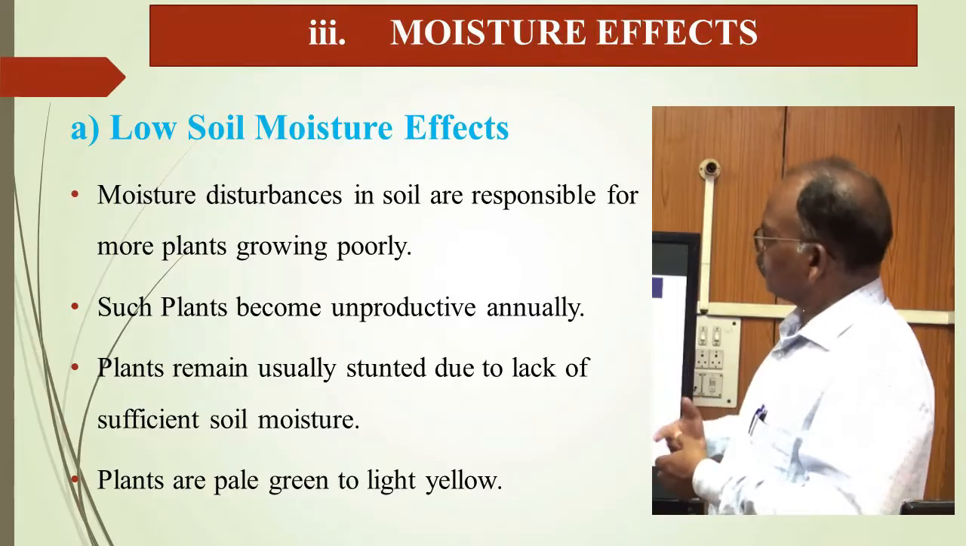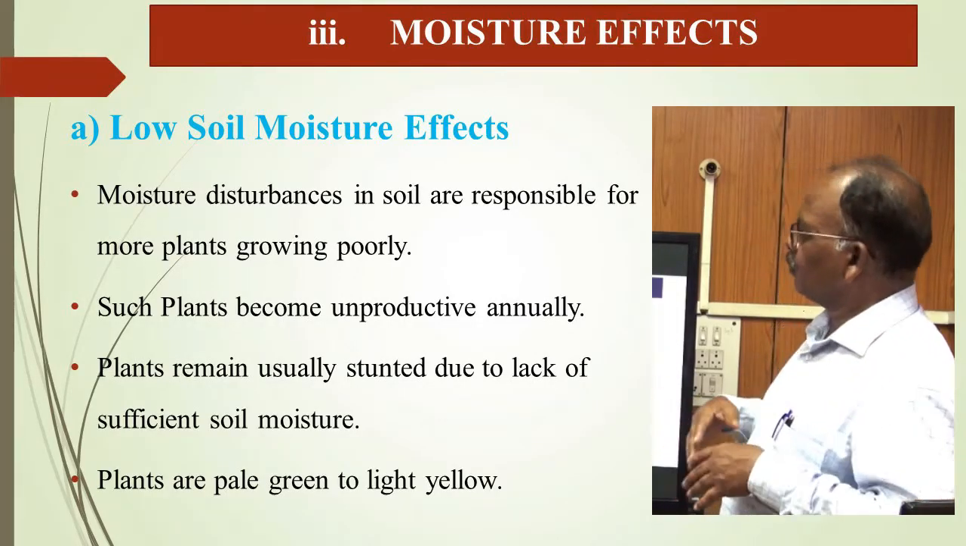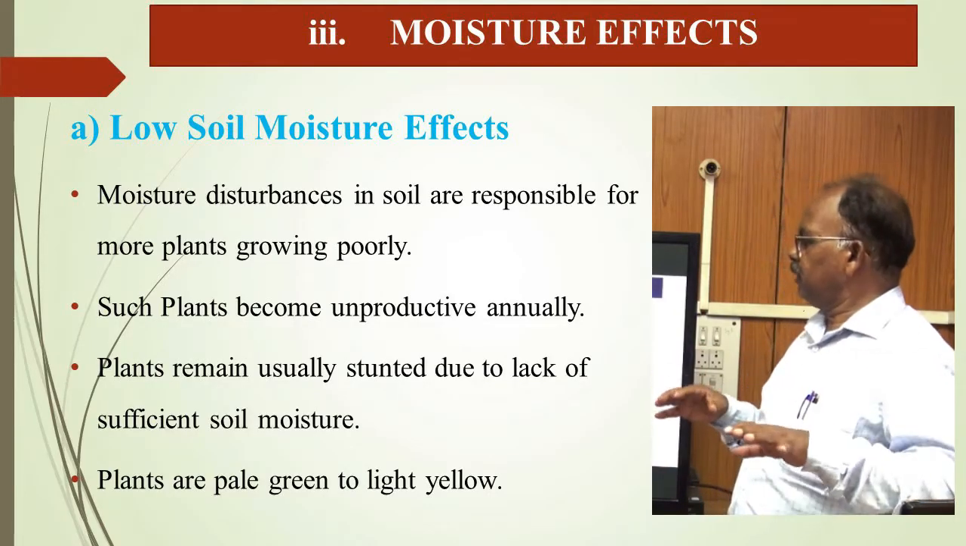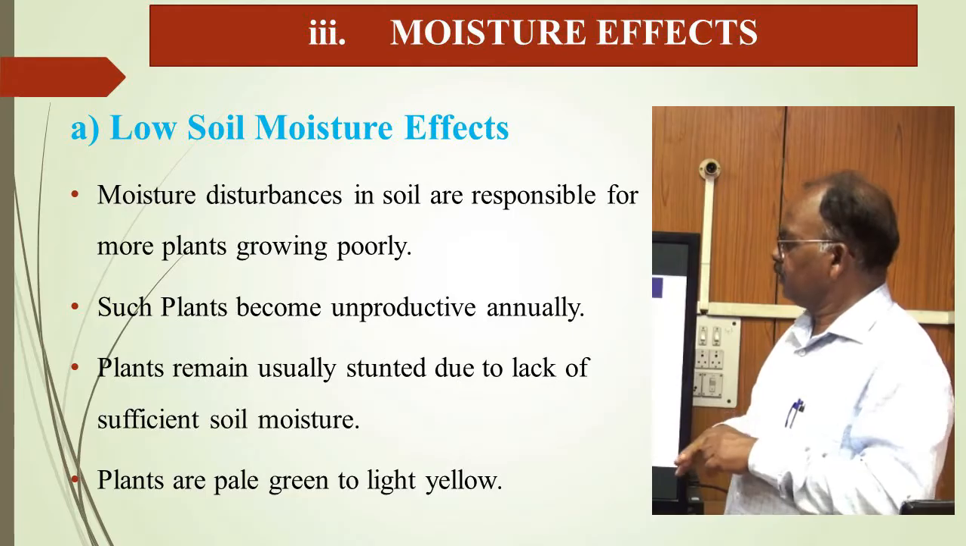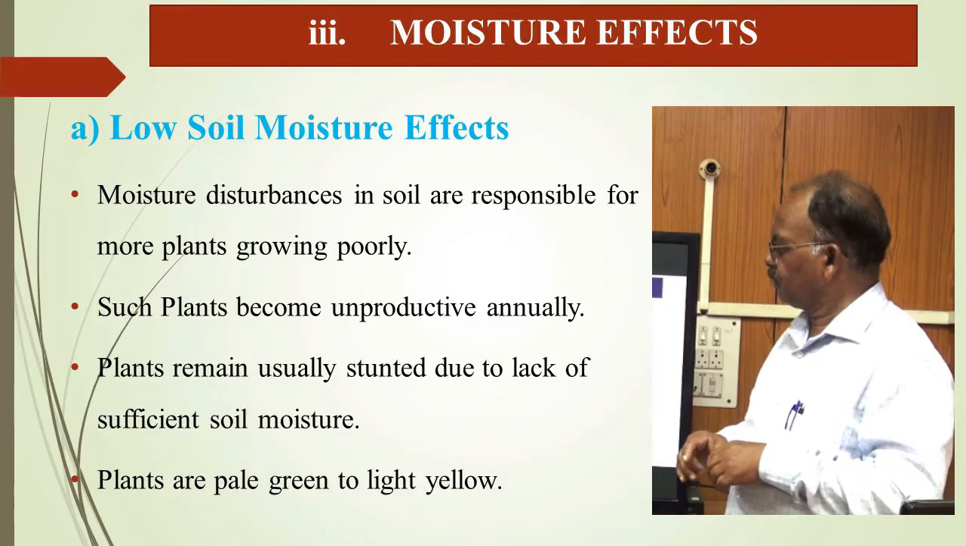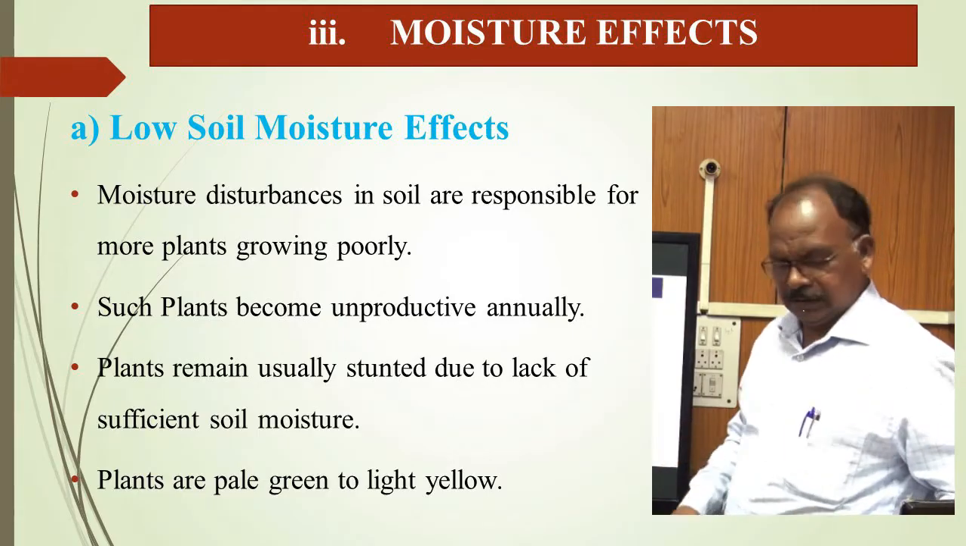What are the effects of moisture? Soil moisture is responsible for many plants growing poorly, or such plants becoming unproductive annually. The plants usually remain stunted due to lack of sufficient soil moisture. Plants are pale green to light yellow.